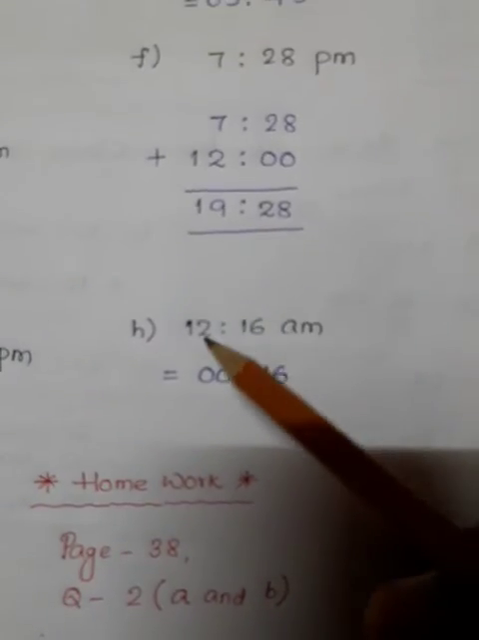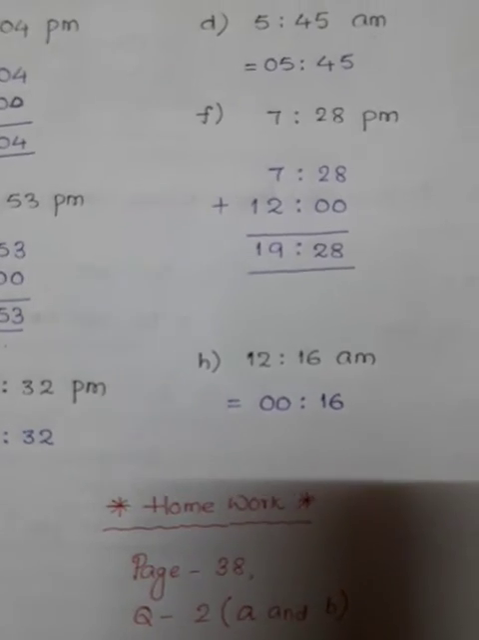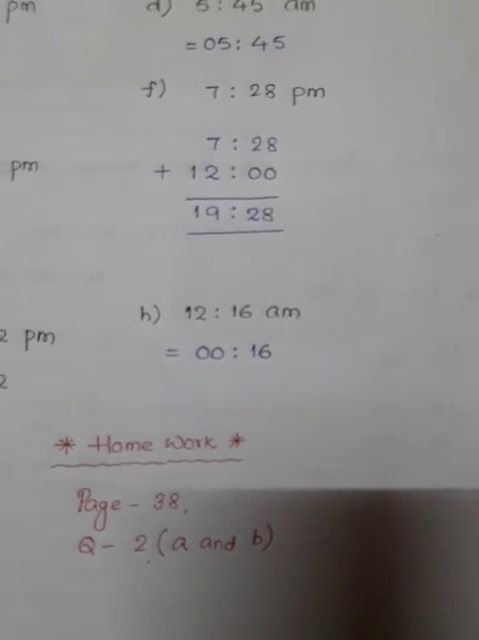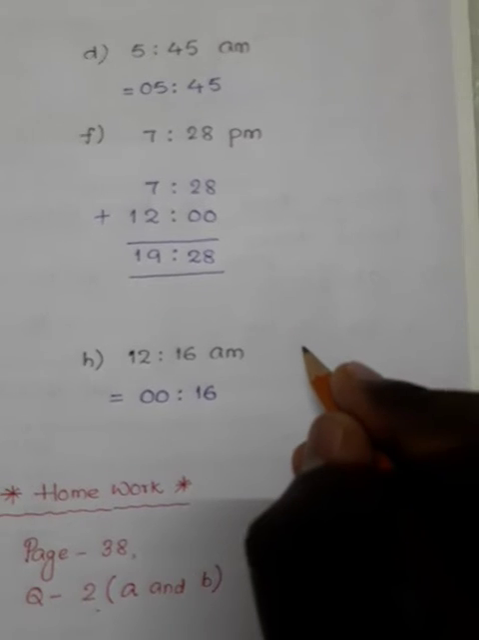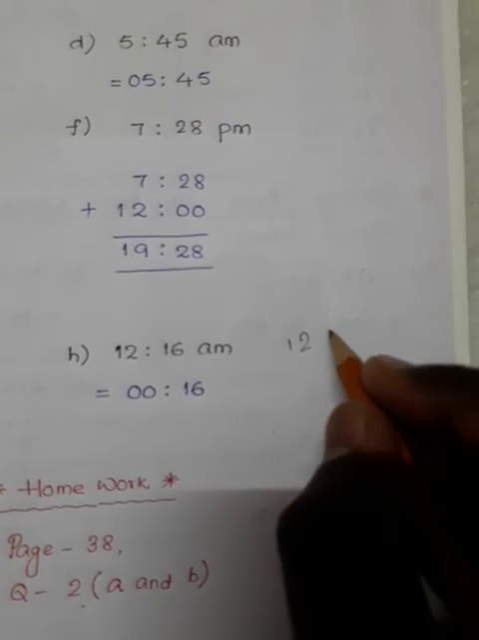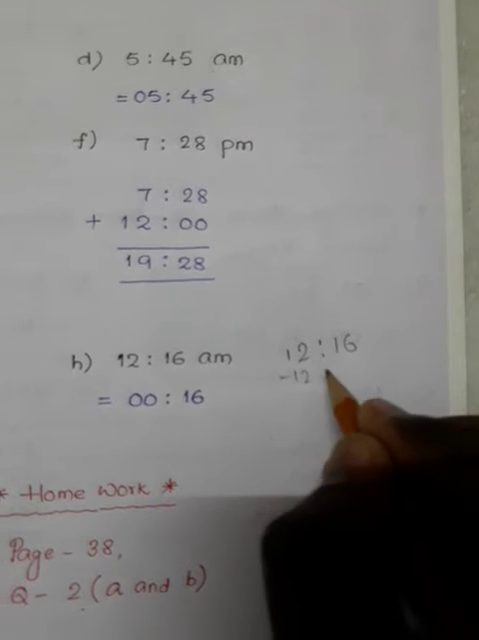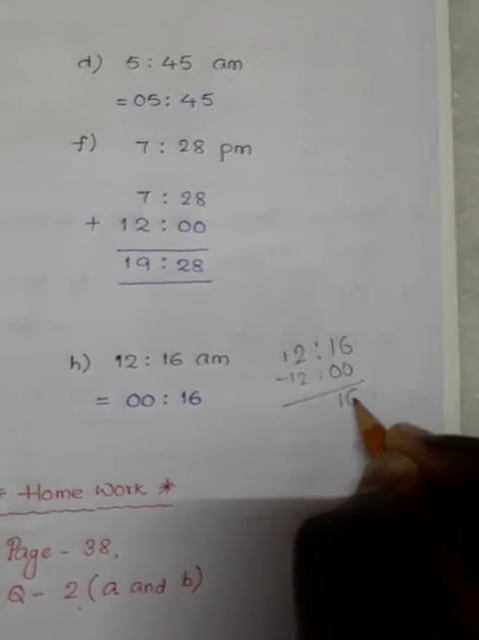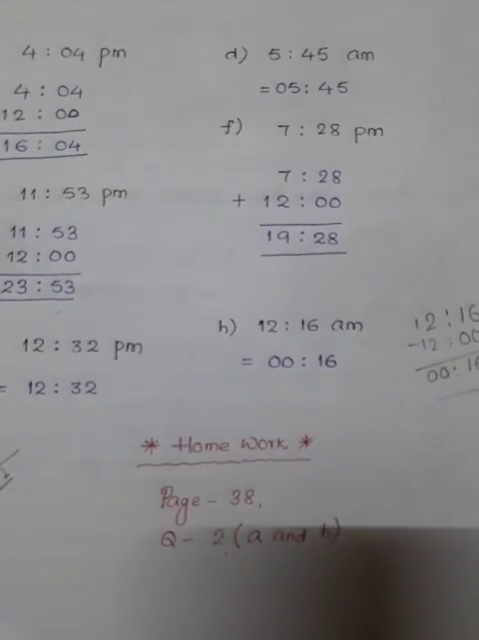Now the next one is 12:16 a.m. a.m. means it is in the midnight. 12:32 p.m. means afternoon, 12:16 a.m. means the day starts. The new day starts, so you can subtract 12 here, or you can add 00. If you want, you can subtract here. So 12:16 minus 12, it will be 00:16. So 16 minutes only. The new day starts.